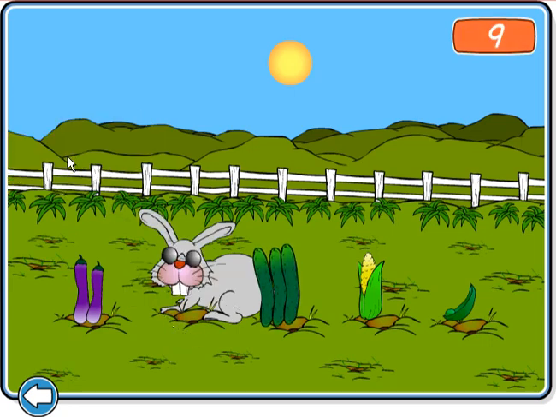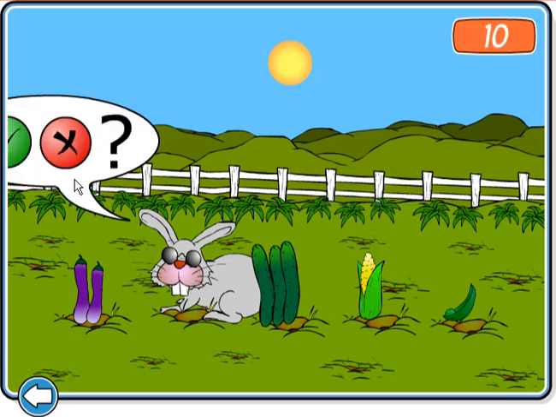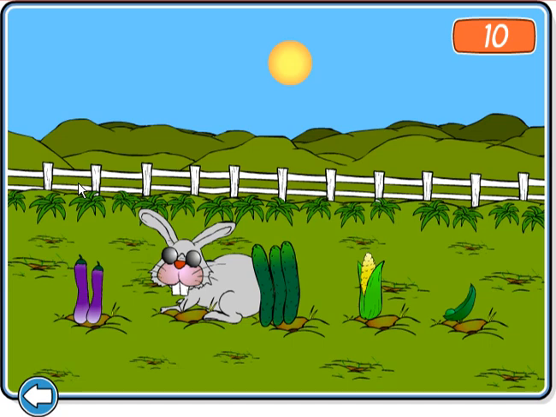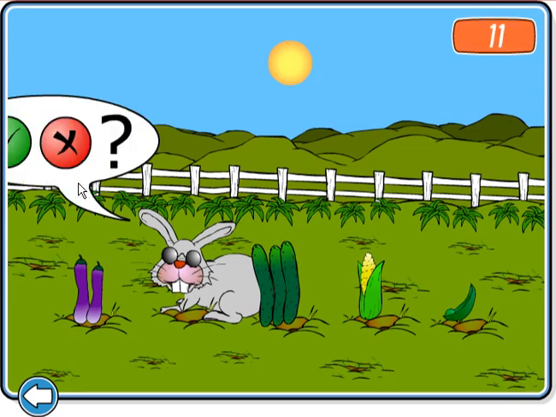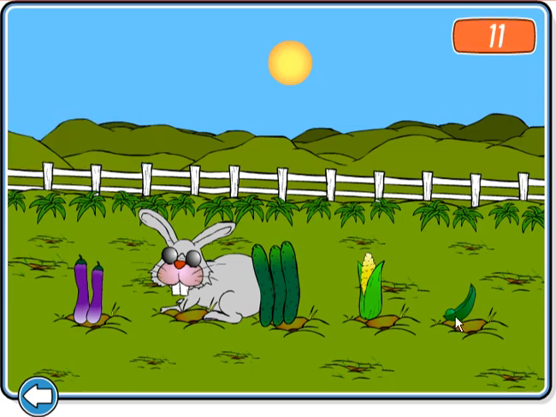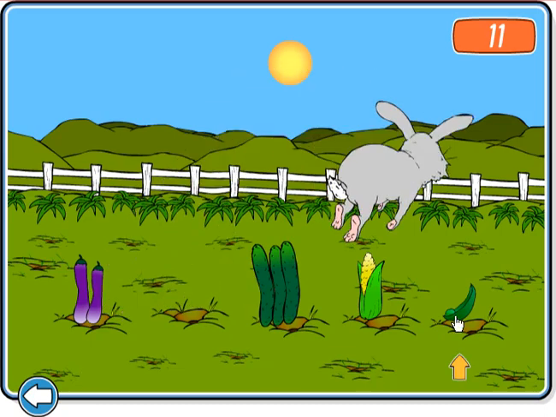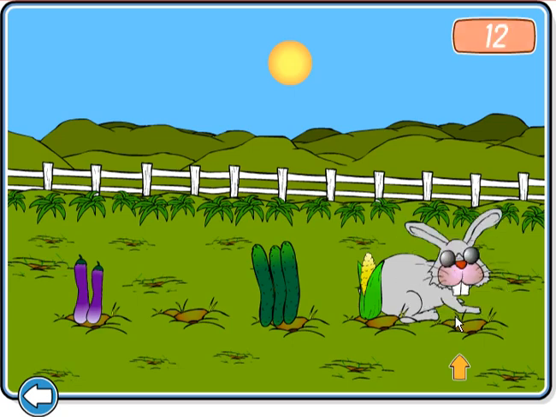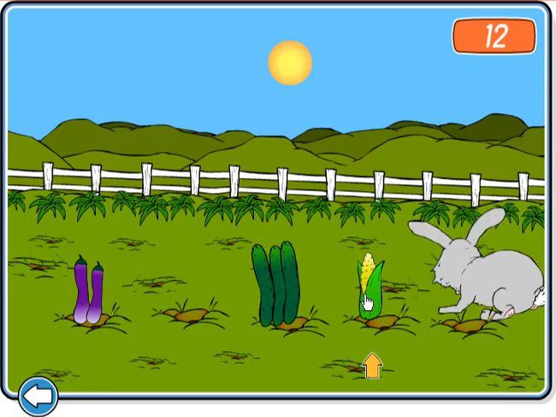Are there any carrots? No, there are not. There aren't any carrots. Are there any potatoes? No, there are not. There aren't any potatoes. Are there any peas? Yes, there is. There is one pea. Is there any corn? Yes, there is. There is one ear of corn.